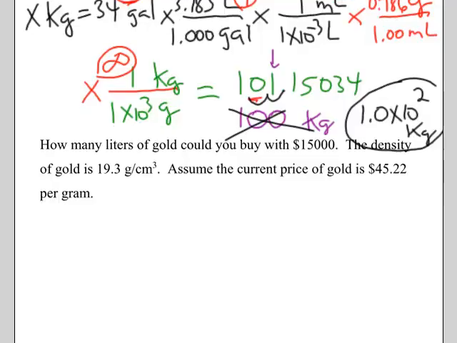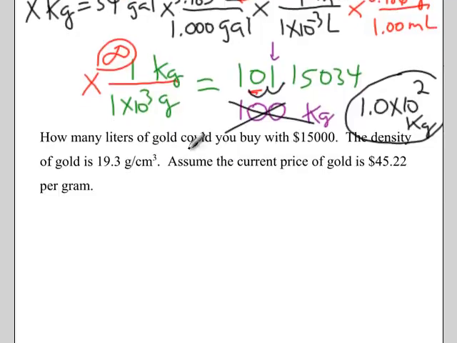Here's another problem involving density. How many liters of gold could you buy if you had $15,000? You're given the density, and we have the current price of gold. So we have a dimensional analysis problem again. Set the known equal to the unknown. The unknown is the easier of the two to find. How many liters? That tells you that the unknown is X liters.